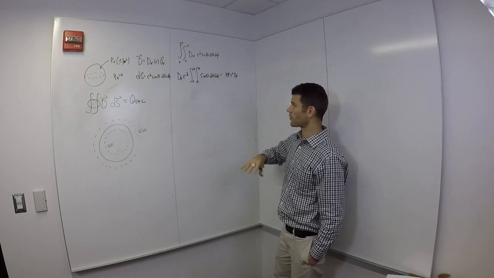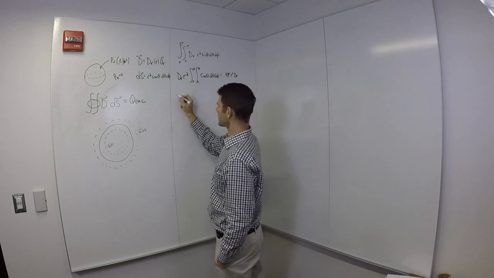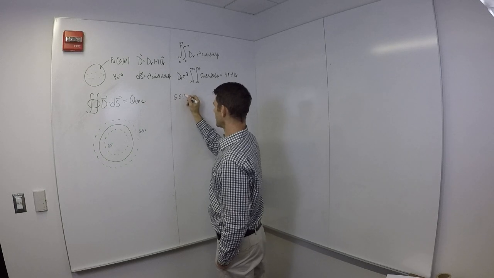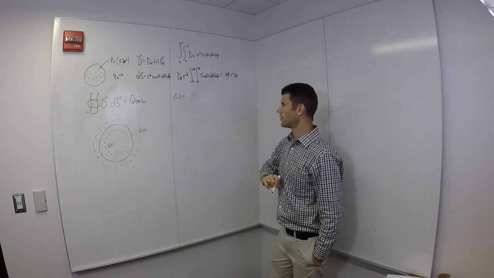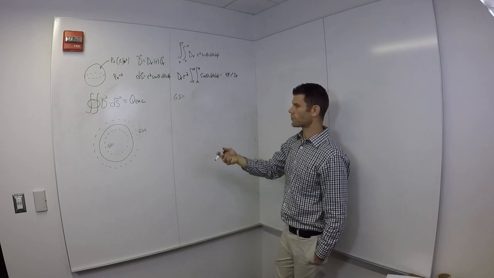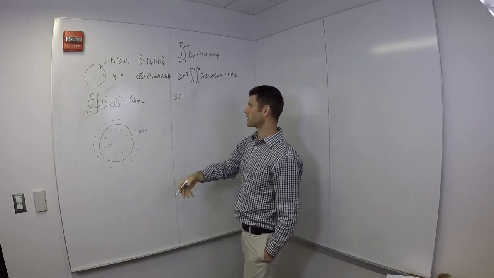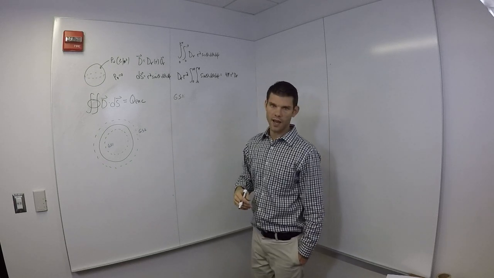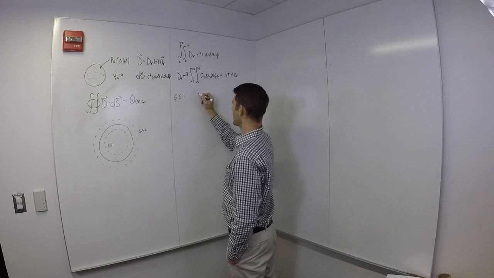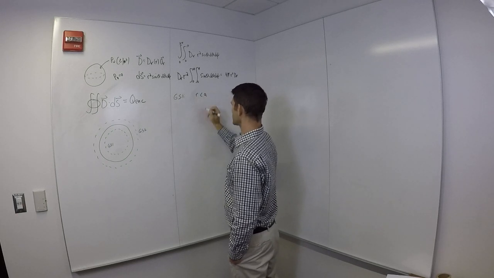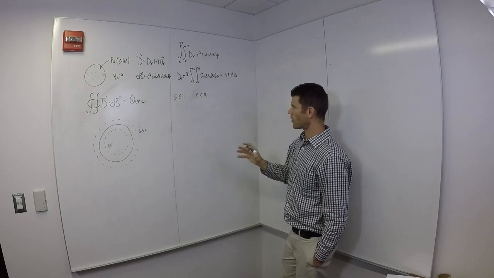All right, now we have to handle the right-hand side. The right-hand side is handled differently depending on whether we're using GS1 or GS2. So for GS1, we'll say we're inside the sphere. Let's say the sphere has radius A. That means R is less than A.